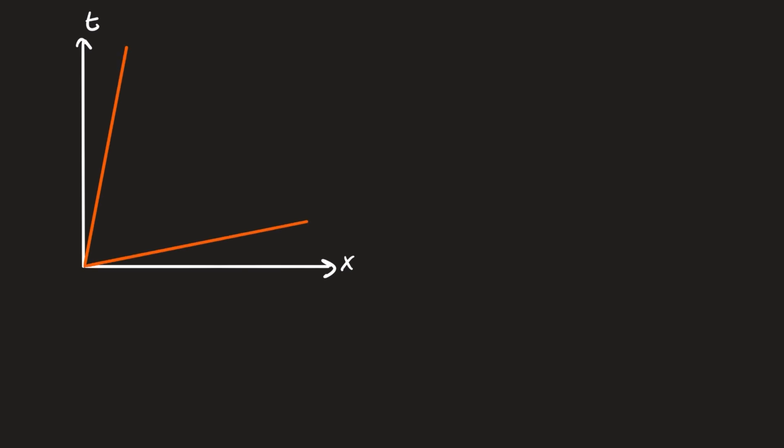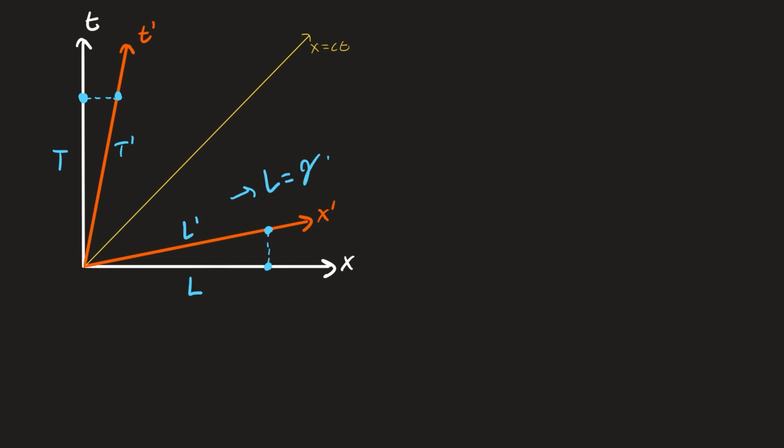When you apply Lorentz contractions on a spacetime diagram, you see that the primed axes need to be shorter than the unprimed ones. How can this be? The primed axis is the hypotenuse of this right triangle. It should be the longer distance.